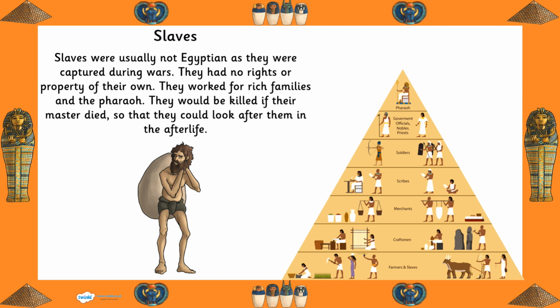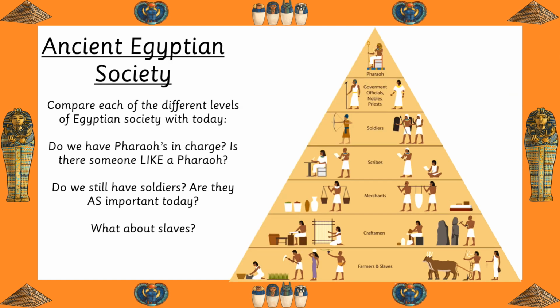So here's what we want you to do. We want you to compare each of the different levels of Egyptian society with today. So start at the top with the pharaoh. Do we have pharaohs in charge today? Or is there someone like a pharaoh today?